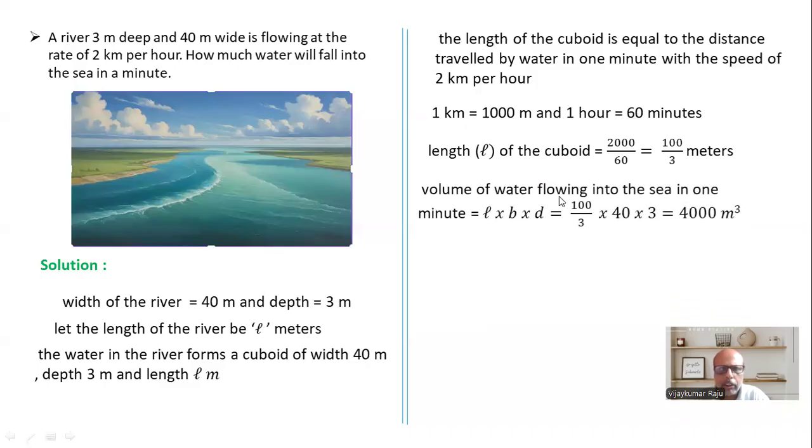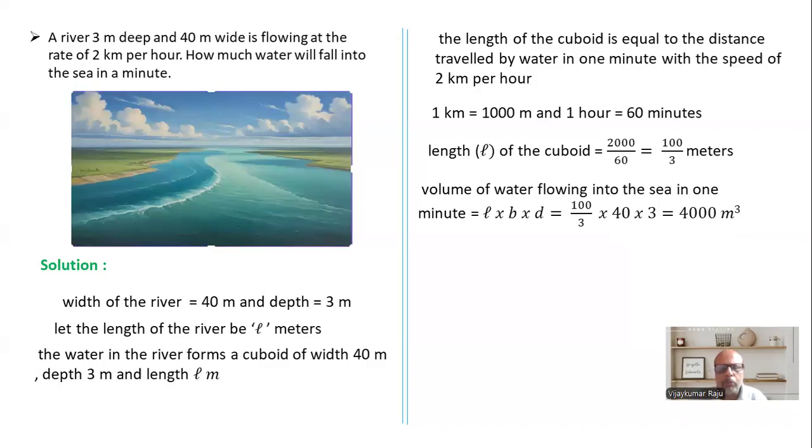Volume of water flowing into the sea in 1 minute will be length into breadth into height. Length is this what we have calculated. Breadth is nothing but the width of the river and height or the depth is 3 meters. So this is 4000 cubic meters of water will flow into the sea in 1 minute.